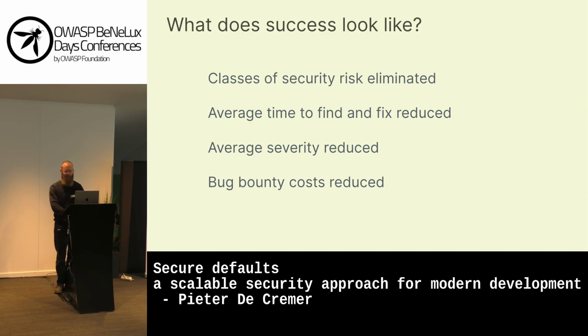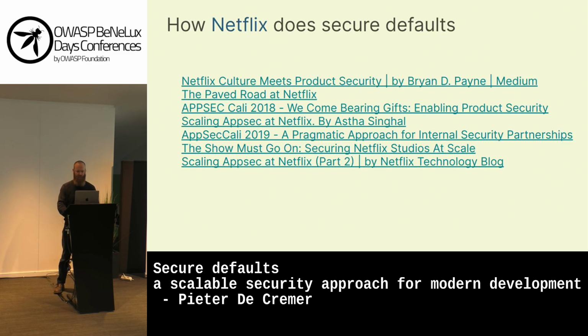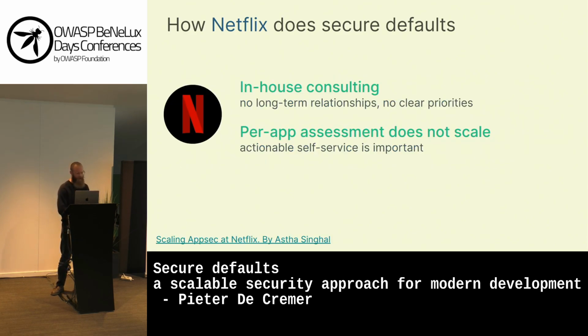Or it can just be that the average severity is reduced, or your bug bounty costs are going down. Let's take a look at Netflix. I've listed a bunch of links to talks and blog posts by them because they do a really good job of this. And they used to do in-house consulting, basically, for their security team.